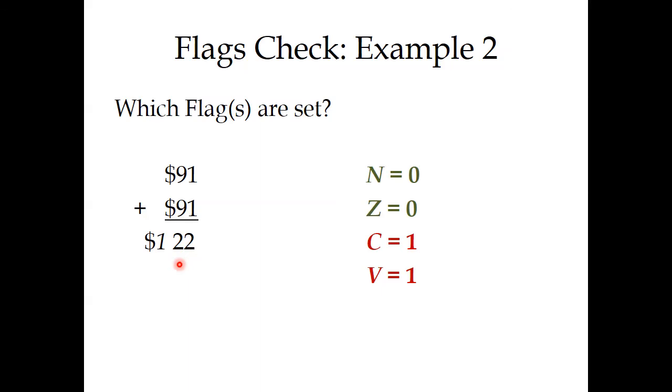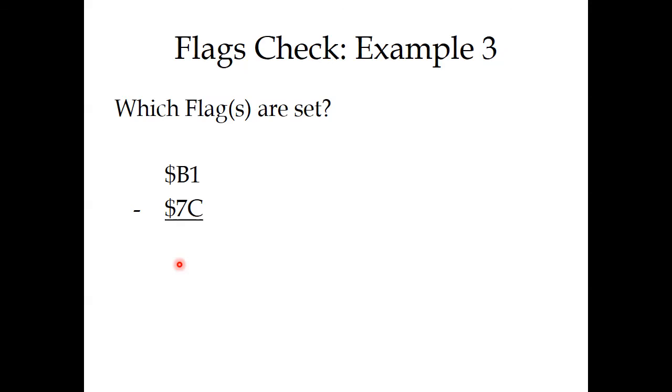Any question here? So the V flag is set. Question? Let's look at another example. This time we are doing a subtraction. So we are subtracting 7C from B1. So that means B1 is negative, and the 7C is a positive number.